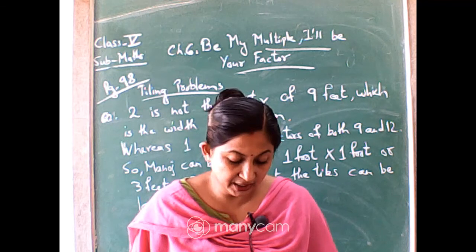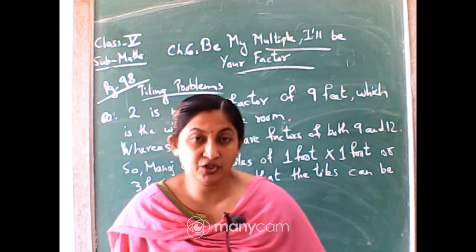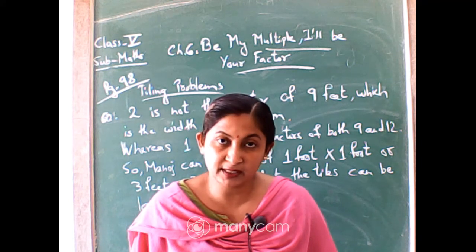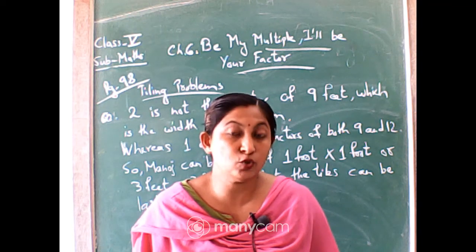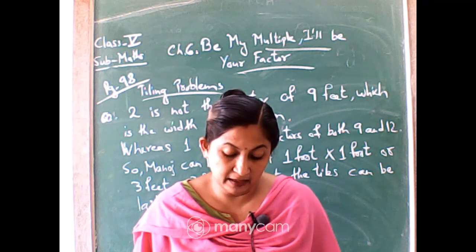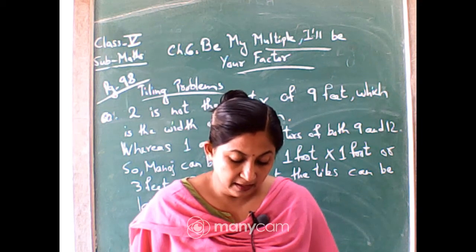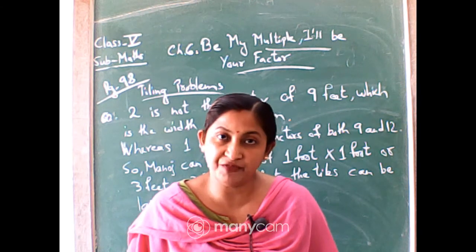So Rani has chosen the shortest tile. So naturally she can use 1 foot by 1 foot, it is the shortest. Then Geeta can choose the middle one, that is 2 feet by 2 feet. And Nasima is at the last, meaning the longest one. So she can choose 3 feet by 3 feet.